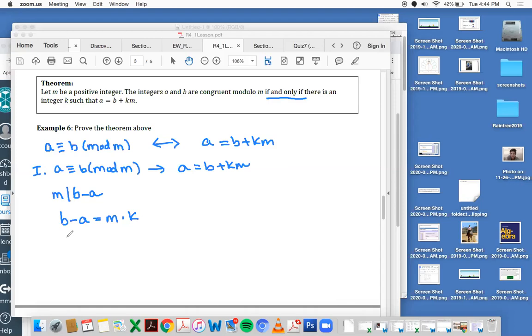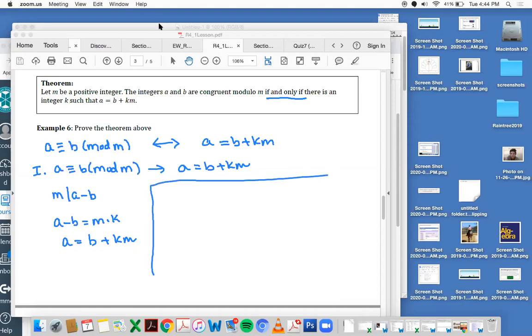Okay, and oh, I think I got them reversed, which is okay. I could have picked the K to be a negative number, but let's just do it in order. So M divides into A minus B. So that means A minus B is M times an integer. Okay, now add B to both sides, and we get that A equals B plus KM. All right, so that shows the theorem working in that direction.